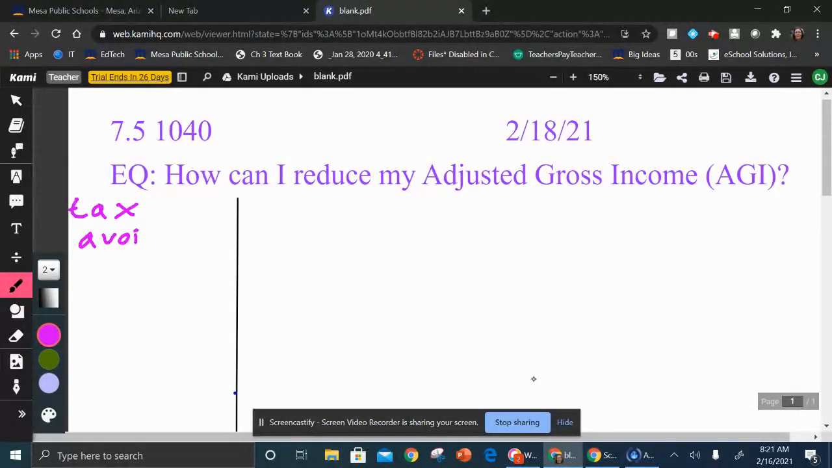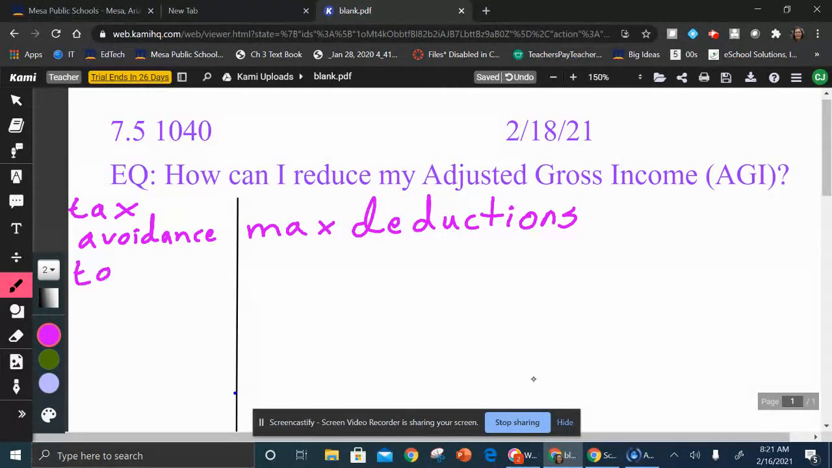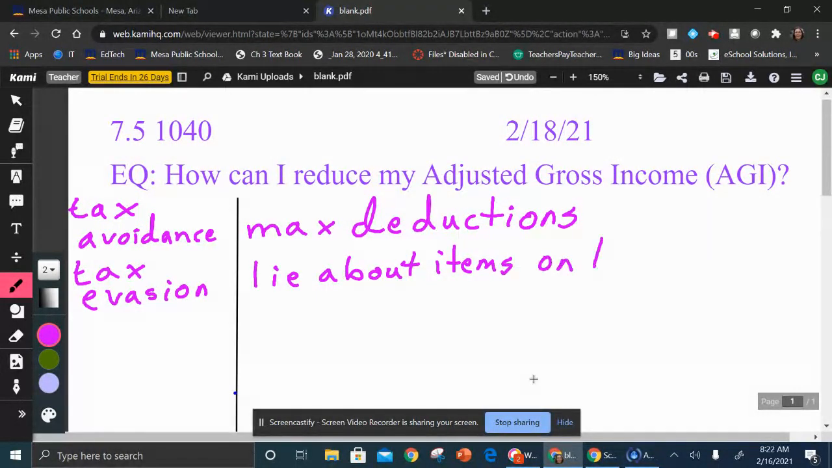tax avoidance. So when we're doing that, we're maximizing our deductions. Tax evasion, on the other hand, okay, is to lie about items on the tax forms.